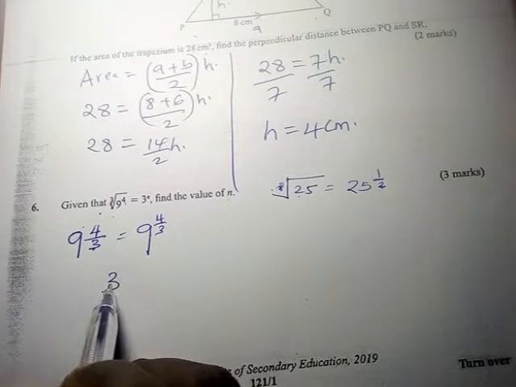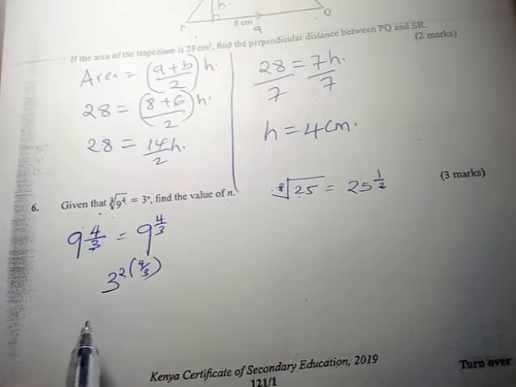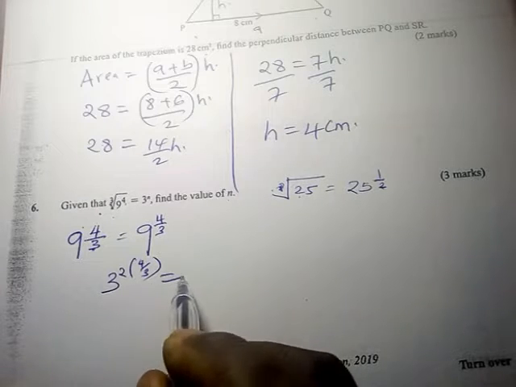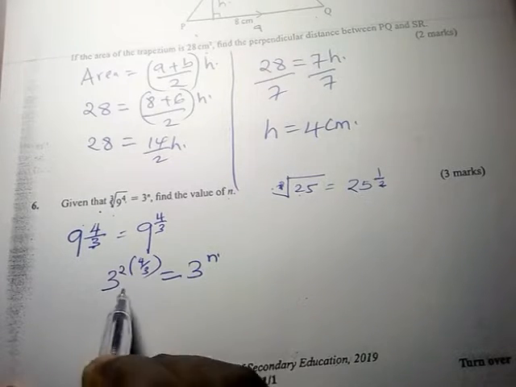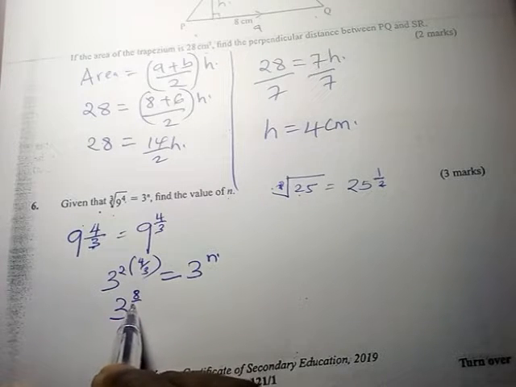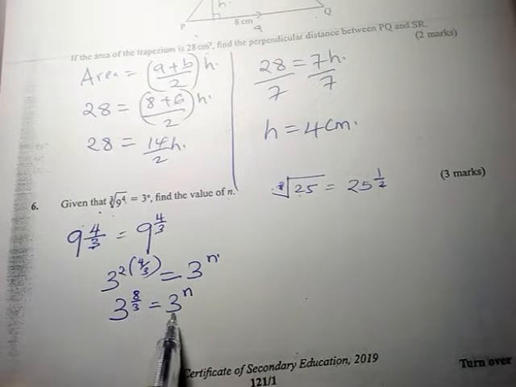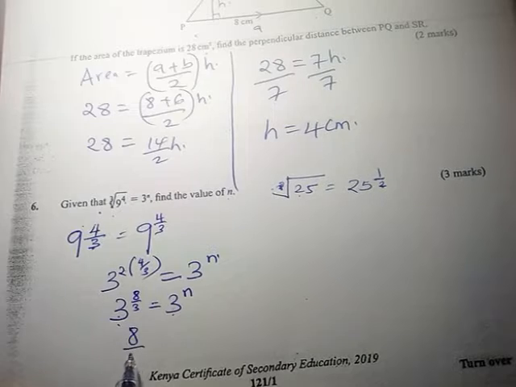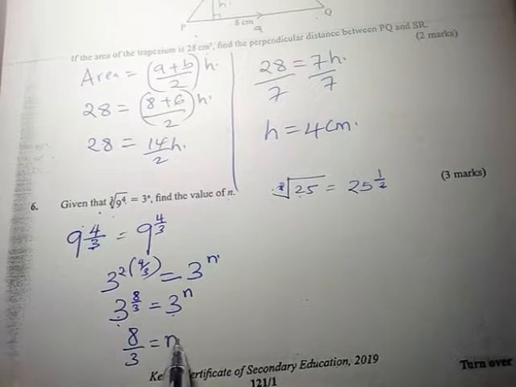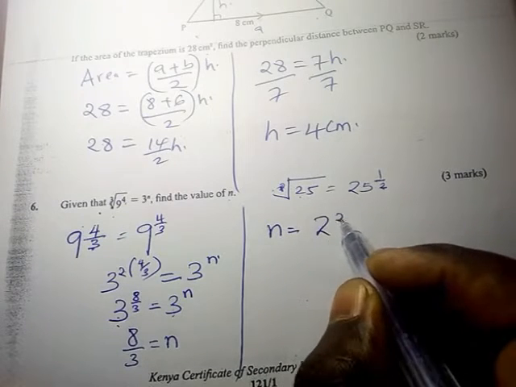But this one we can write it in this way. That is 3 raised to power 2 times 4 over 3, which is equal to 3 raised to power n. So this times this, we have 8 over 3 is equal to 3 raised to power n. Bases are the same, we ignore them. Now we will have 8 over 3 is equal to n. So n is equal to 2 over 3.